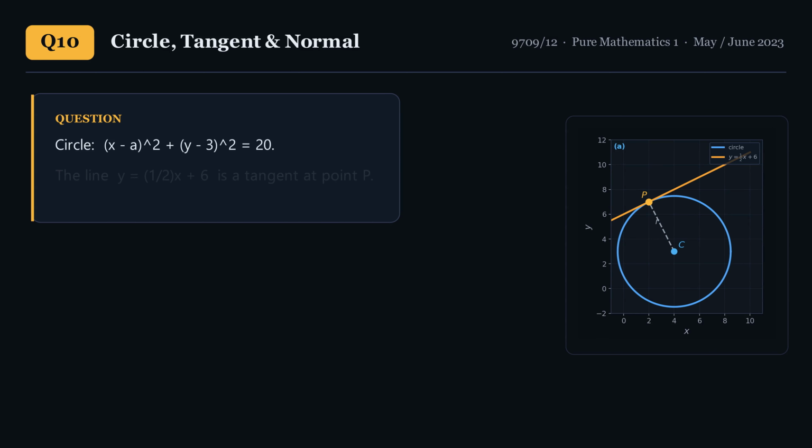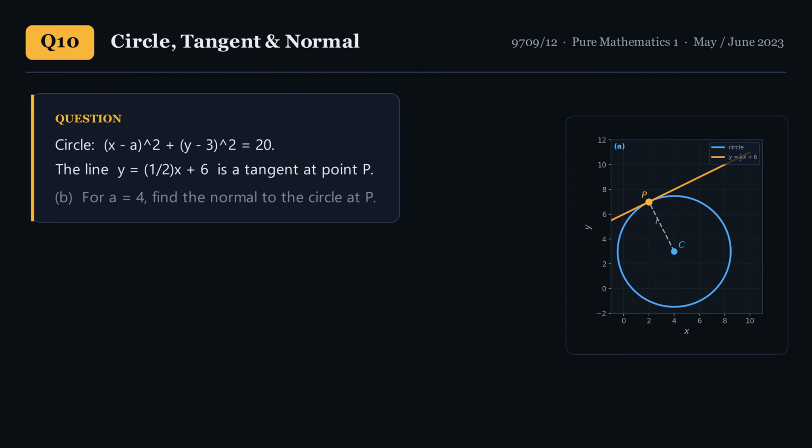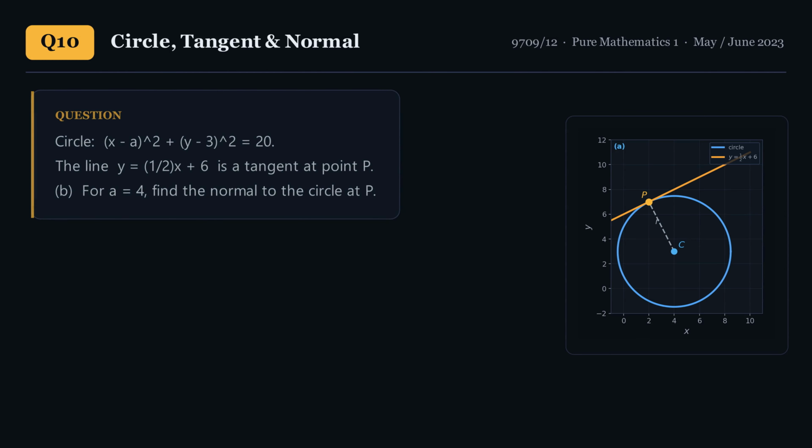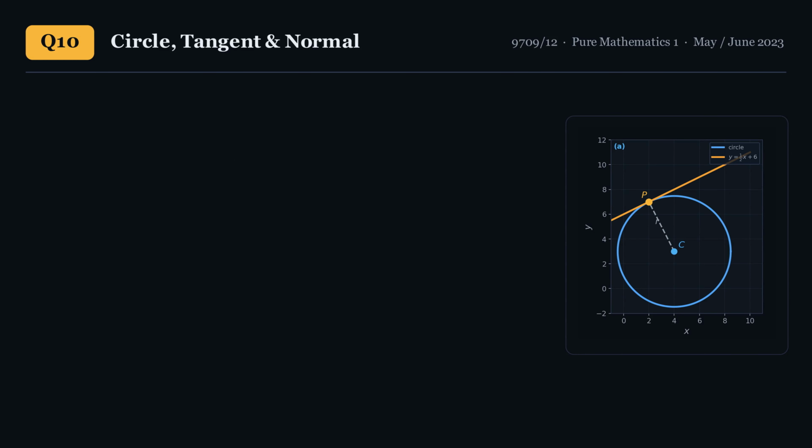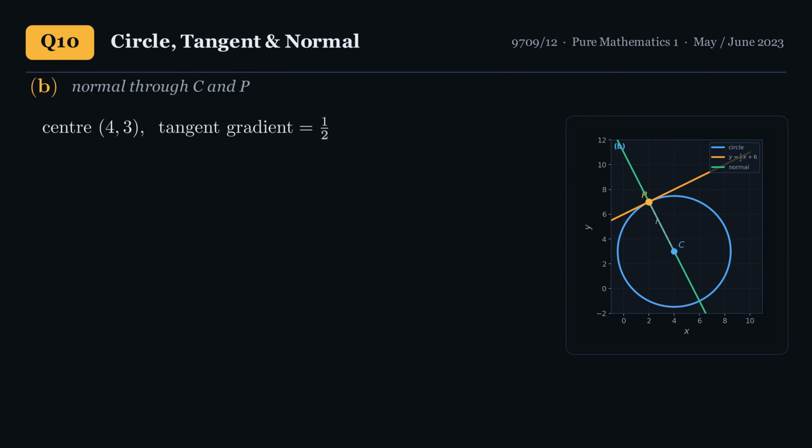Part B. With a equals 4, find the normal to the circle at P. Now let's work through the solution step by step. The normal passes through C and P. It is perpendicular to the tangent. Its gradient is minus 2. Center is 4,3. Tangent gradient is 1/2.